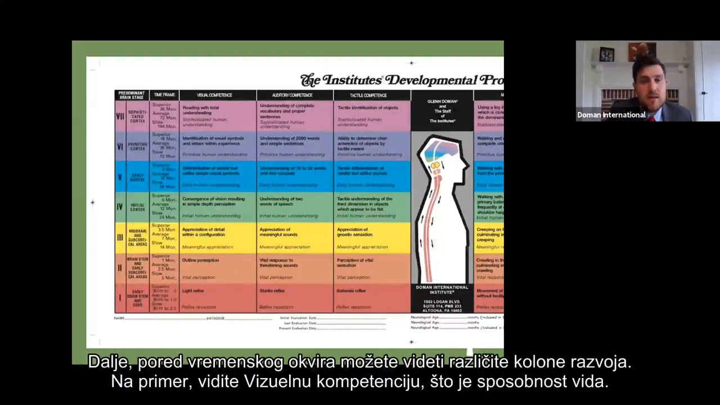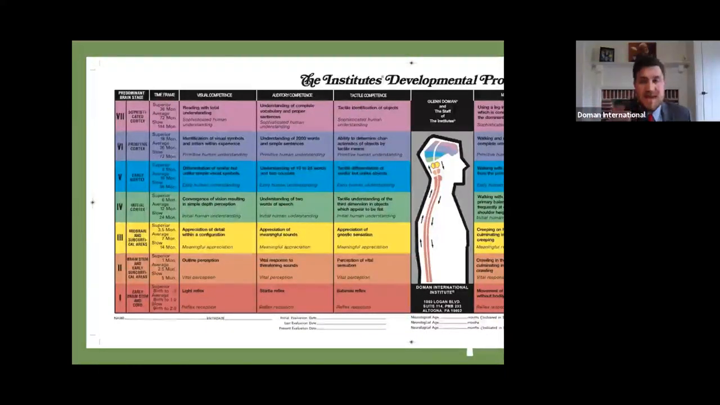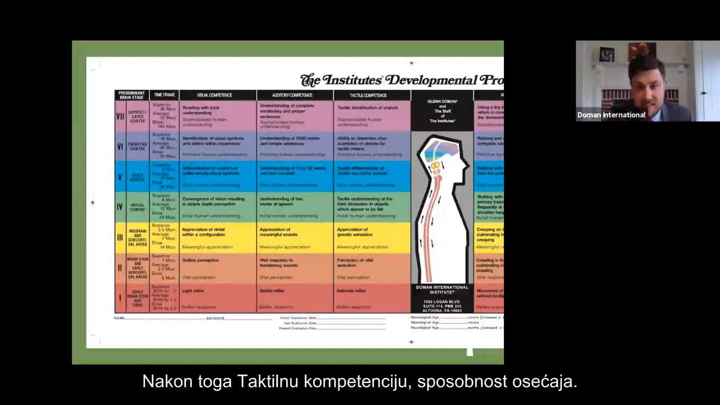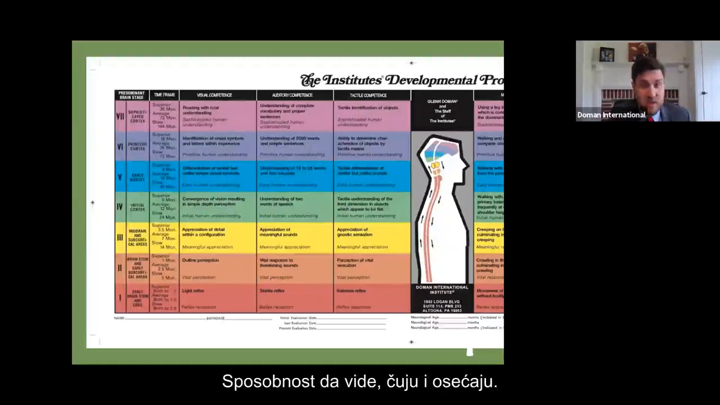Now, next to time frame, you can see that there are different columns of development. So for example, you can see visual competence, which is the ability to see. Then next to it, you have auditory competence, the ability to hear. And next, tactile competence, the ability to feel. We would use this tool to measure a child's development in vision, hearing, and tactility. These are the three most important sensory areas, the ability to see, hear, and feel.